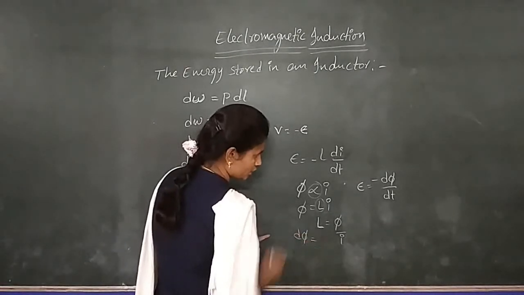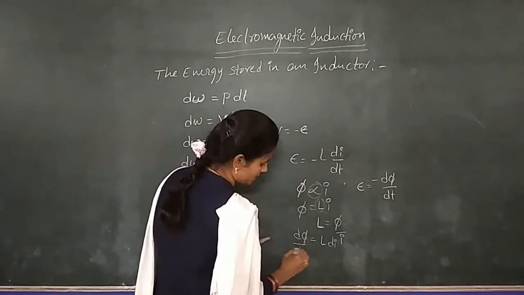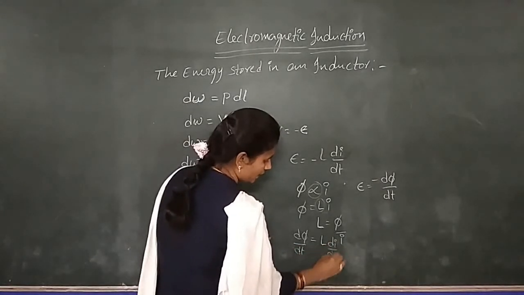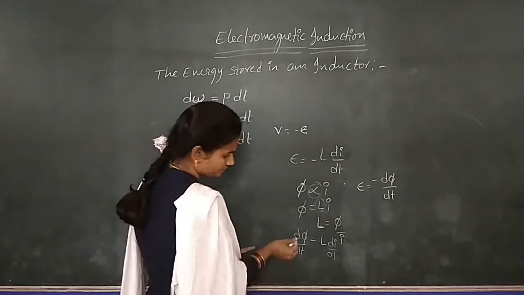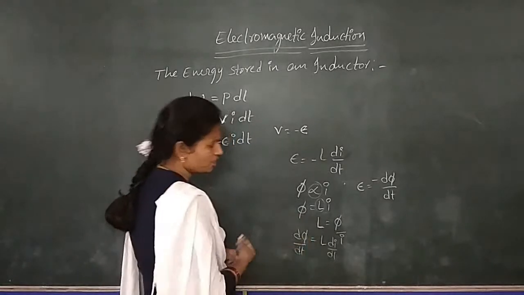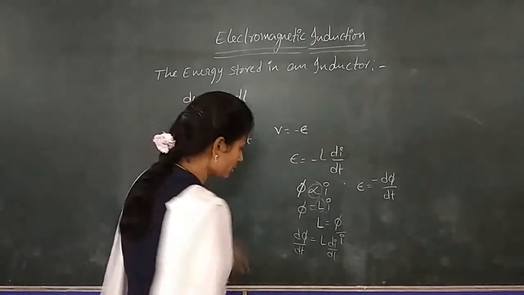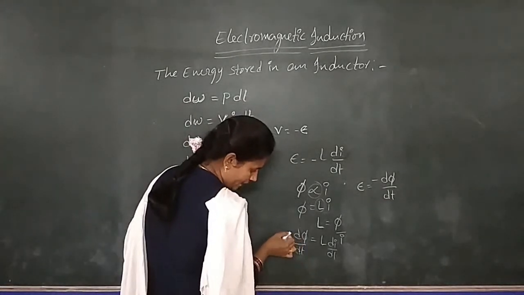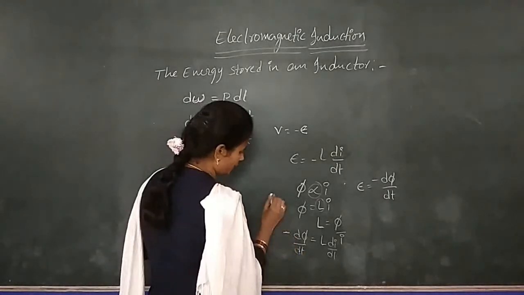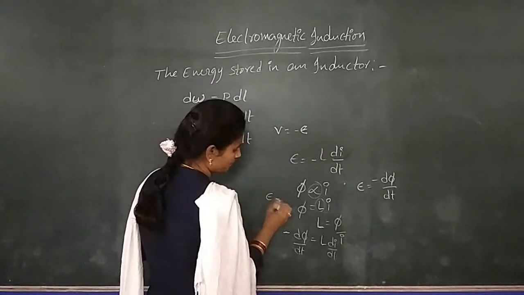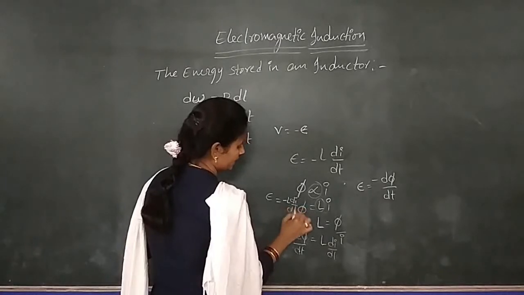Then dφ is equal to, what will happen? L into di. With respect to t, dφ by dt is equal to L into di by dt. So here, the negative rate of change of magnetic flux, minus dφ by dt, is equal to the induced EMF. So that's why induced EMF is equal to minus L into di by dt.